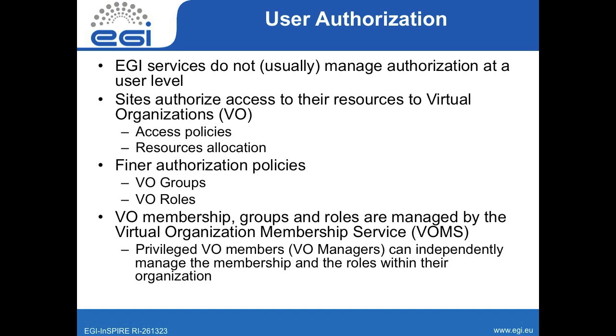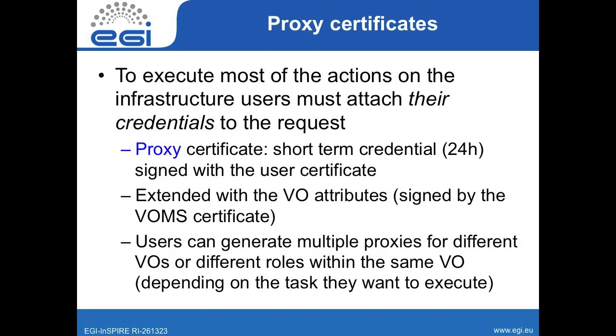What users usually do to submit any task to the infrastructure is attach their credential to the task, and their credential is a proxy certificate, a short-term credential signed with the user certificate, and it is extended with the virtual organization attribute. So the user certificates are generic; they are just an ID. The proxies also contain the virtual organization details. So a site receiving this proxy recognizes that a user is part of a virtual organization with such a role from such a group.